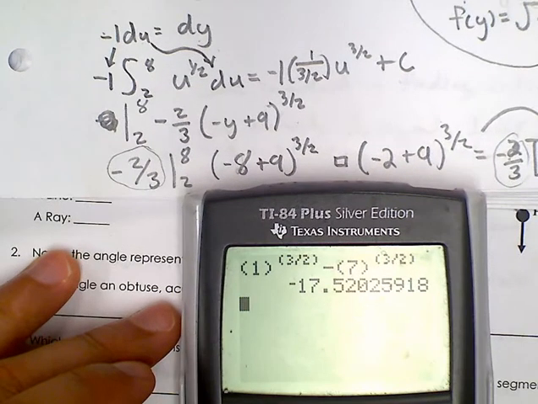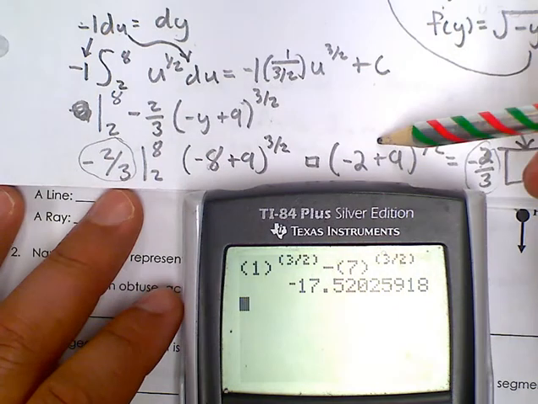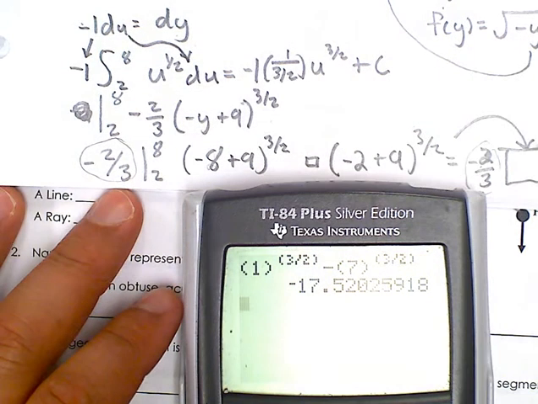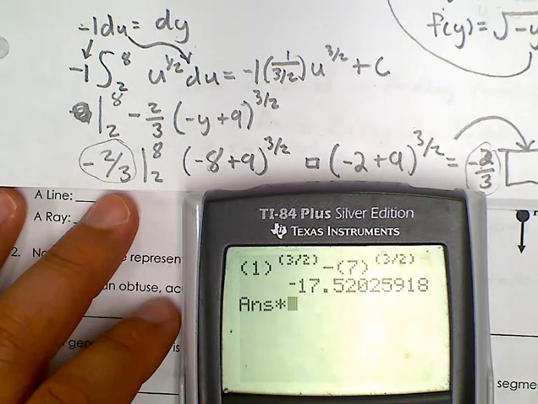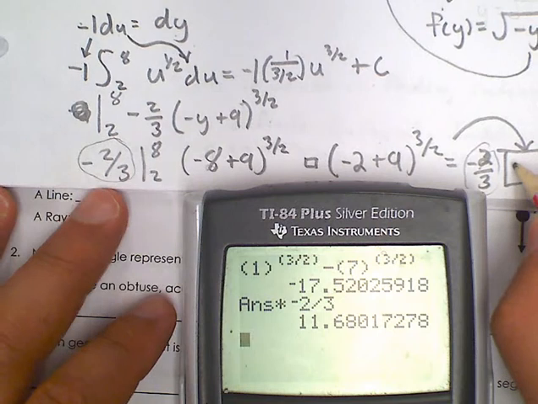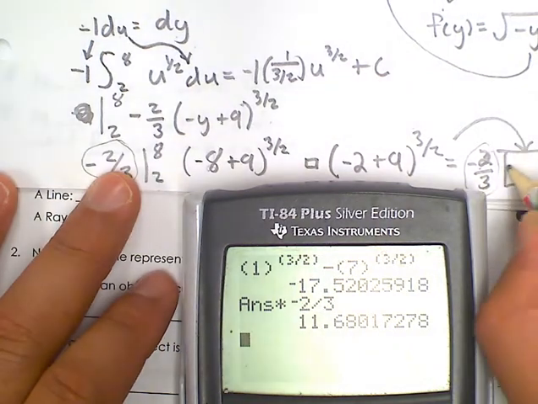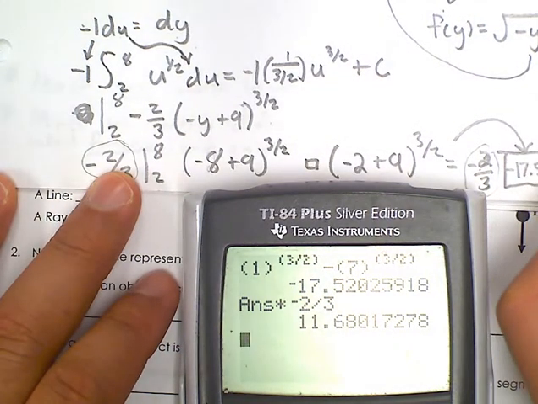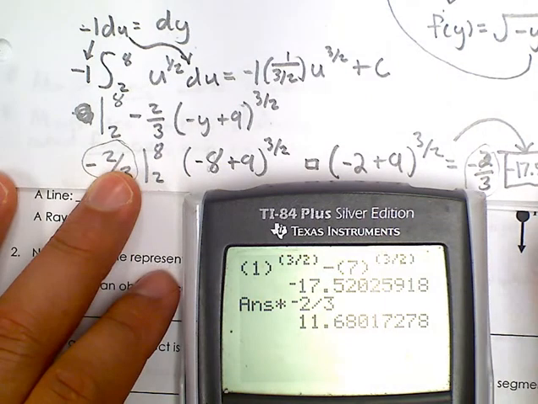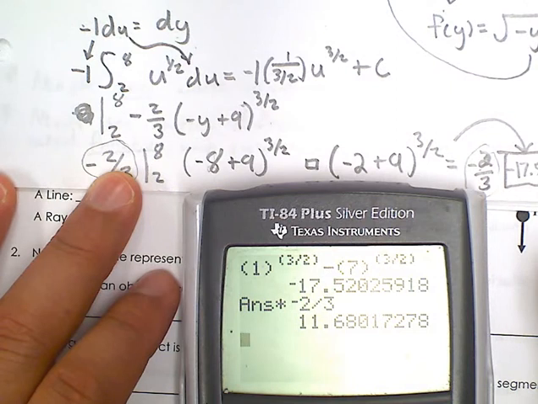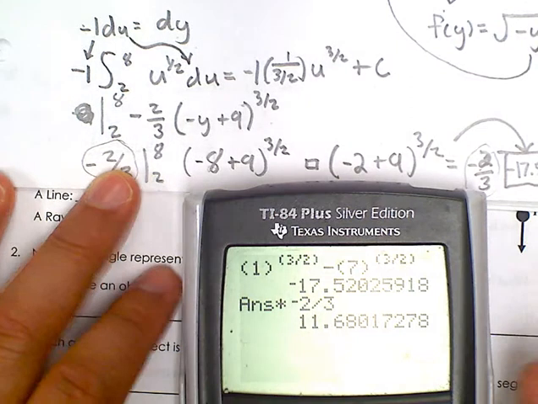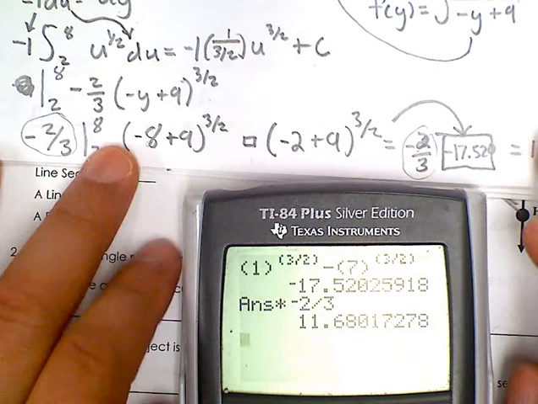There we go. So now that is what I got from here and here. I factored out the negative 2/3, so now all I'll have to do is times negative 2 divided by 3. So that's, what was it, negative 17.520 times negative 2/3 is equal to 11.680 units squared. And so that's how it works out right there, all the way across.